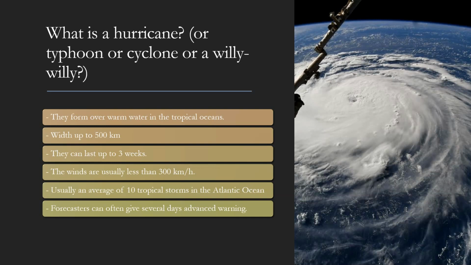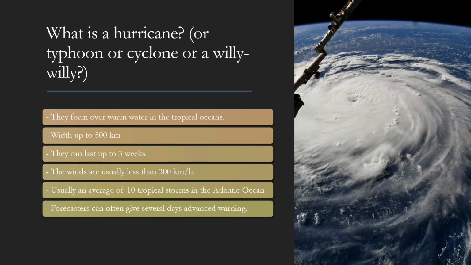Okay, now we're moving on to hurricanes. So what is a hurricane? Well, you may have heard other names for a hurricane as well. So in the Northwest Pacific Ocean and the Philippines, they call it a typhoon. In the Indian Ocean and South Pacific, they call it a cyclone. In Australia, they call them willy willies. I don't know why, just because they're Australian, I guess. They like silly names.